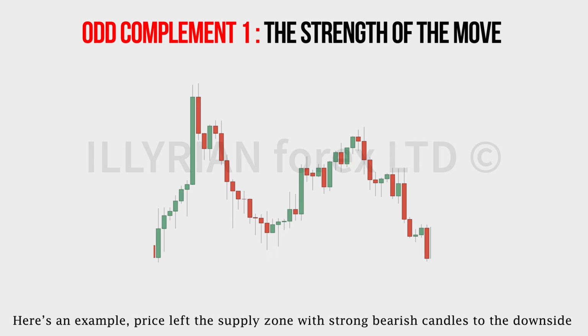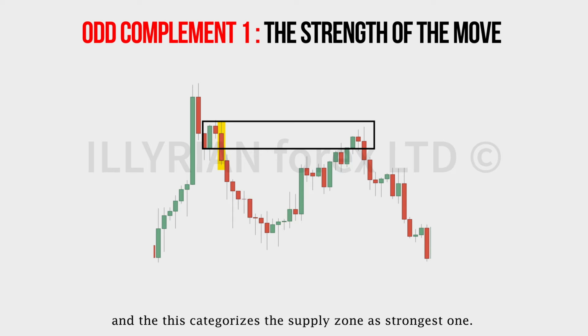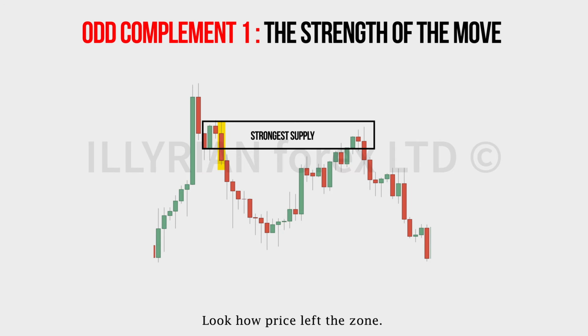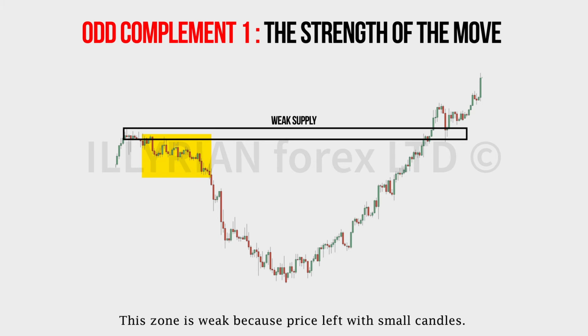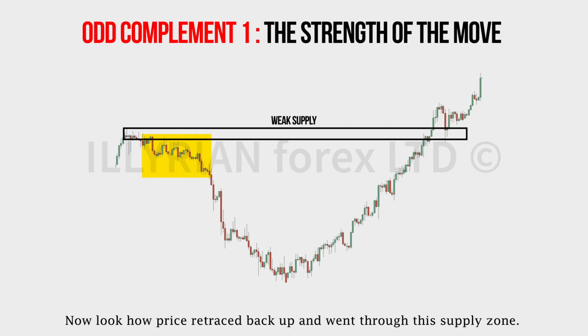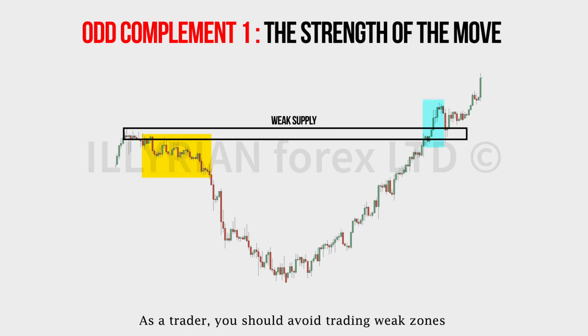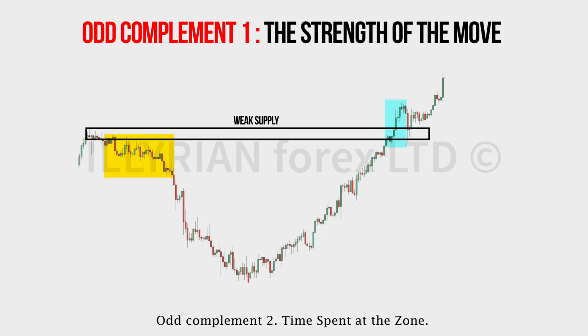Here's an example. Price left the supply zone with strong bearish candles to the downside, and this categorizes the supply zone as the strongest one. Look how price left the zone. This zone is weak because price left with small candles. Now look how price retraced back up and went through this supply zone. As a trader, you should avoid trading weak zones because price will ignore them and pass through.